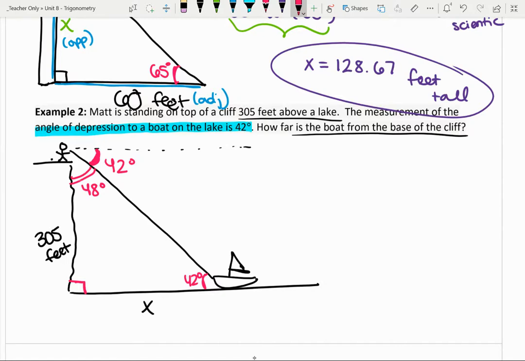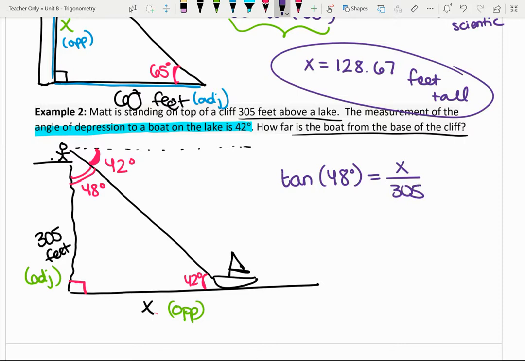If I use 42 degrees, I would use the relationship between 305 and x. If I use that 48 degrees, I would also use that relationship there. I am going to choose to use the 48 degree angle, but you could do this another way and verify that we get the same thing. So compared to that 48 degree angle, x is the length of the opposite side, and 305 is the length of the adjacent side. So once again, since I have the opposite and the adjacent side, I know that I'm using tangent here. So the tangent of 48 degrees must be equal to x divided by 305.